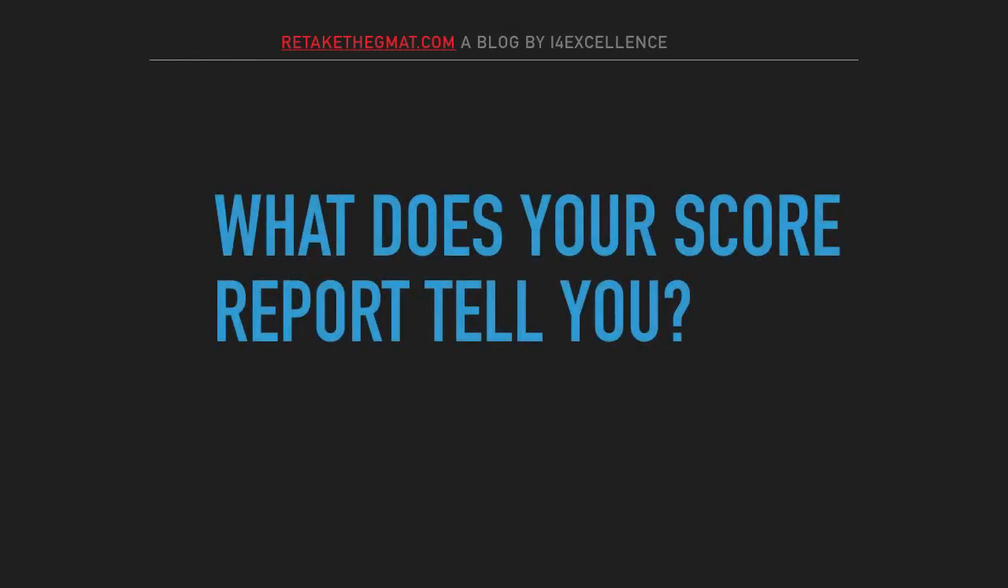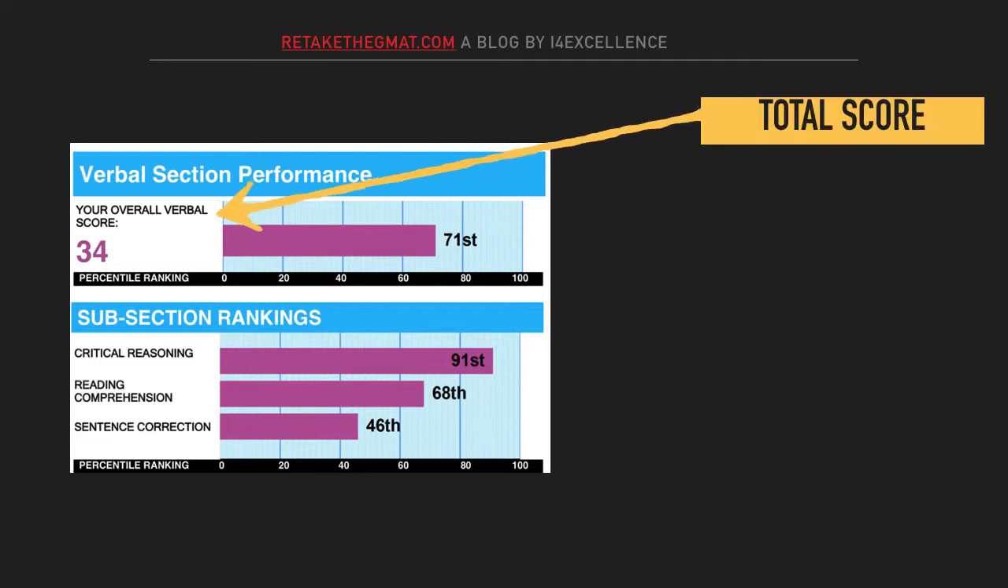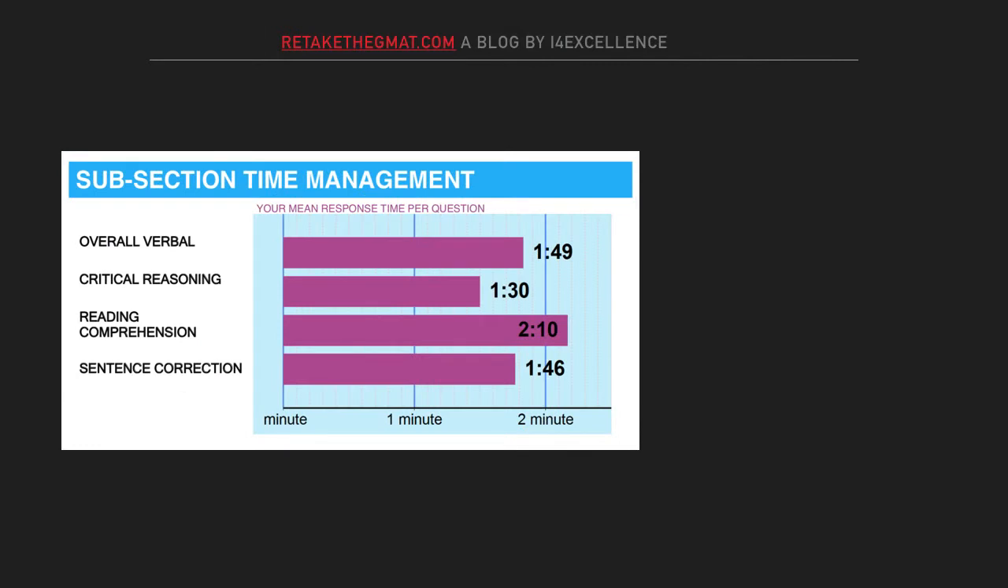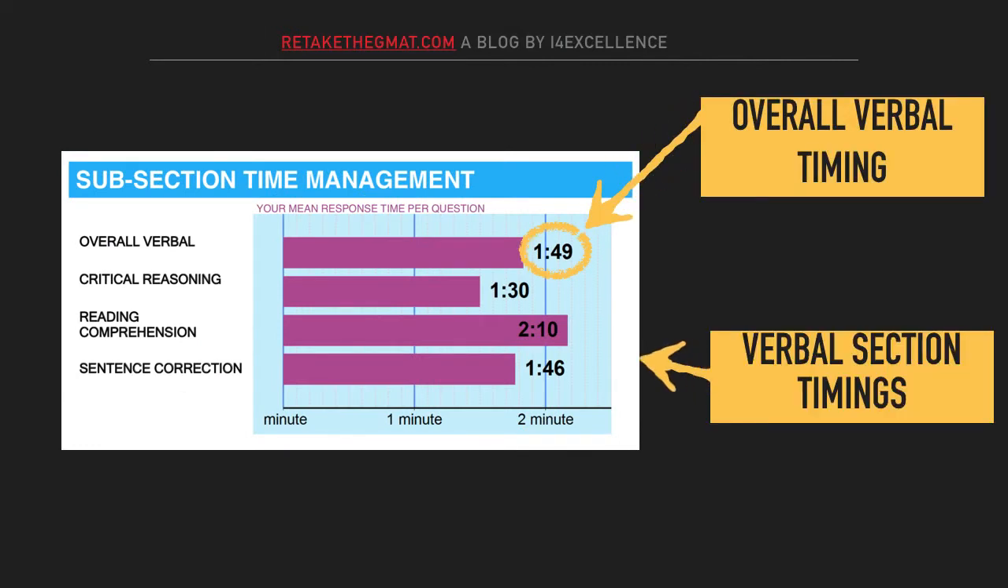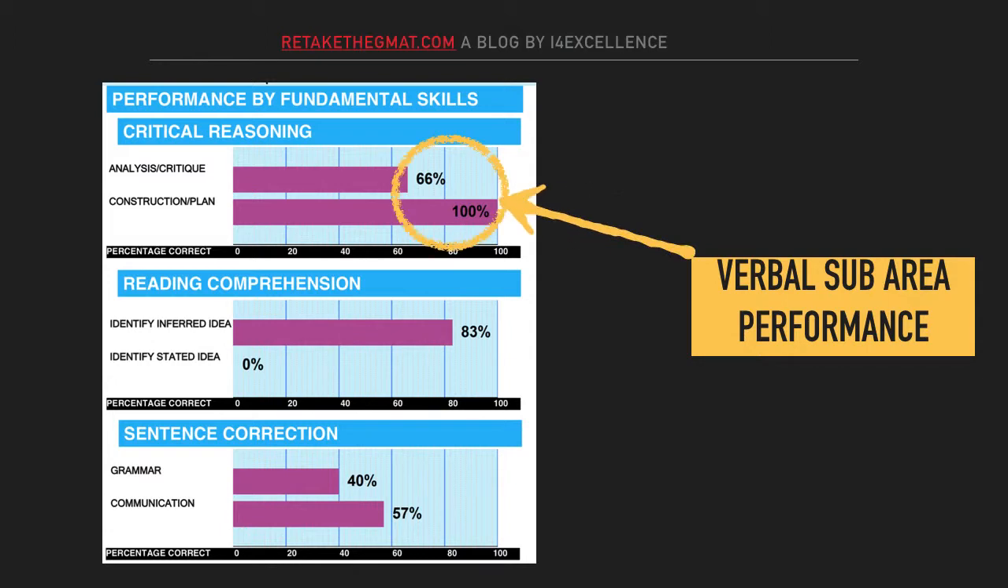So what does your score report really tell you? It's full of useful information, but it may not be as complete as you think it needs to be. Well, on the verbal side, it gives you your total verbal score and your breakdown by section: critical reasoning, reading comprehension, and sentence correction. It also breaks down your timing across the test, overall, and again, in the different sections. Then it talks a little bit about your performance in critical reasoning, reading comprehension, and in sentence correction.